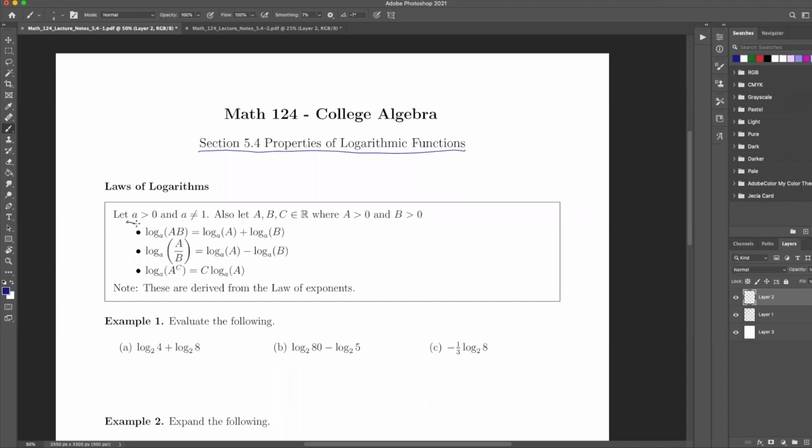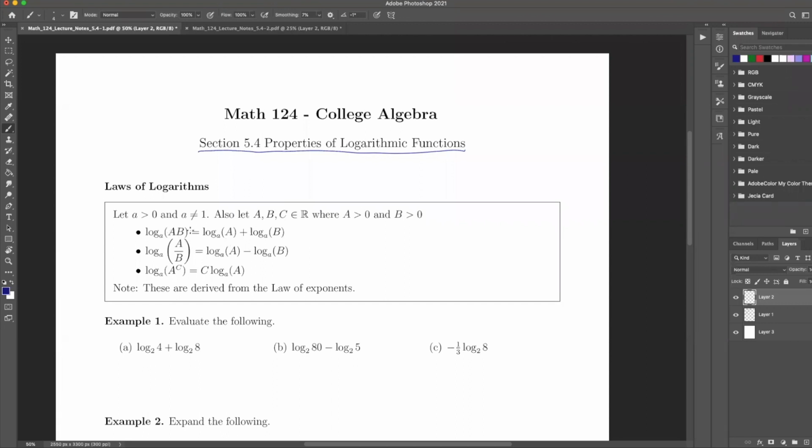And so once again, we're going to declare that a is greater than 0. So all my logs base a are always going to have a greater than 0. The reason is we get too many problems otherwise. We're going to let a, b, and c, or capital A, capital B, and capital C, be all real numbers, where A is positive and B is positive.